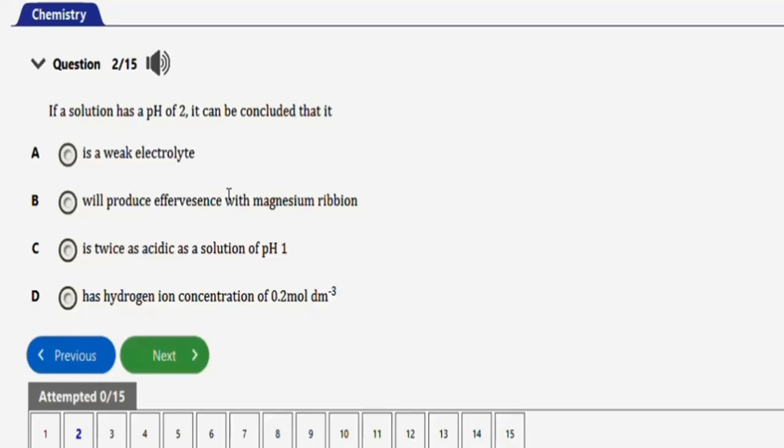Alright, so a pH of 2 is an indication of a strong acid. So basically, strong acids react with metals to release hydrogen gas. So that evolution of hydrogen gas is the effervescence. Okay, so when strong acids, for example hydrochloric acid, react with magnesium, you're going to have an output of magnesium chloride and hydrogen gas being evolved. So the right option is option B, effervesces with magnesium ribbon. Next question will be this one.